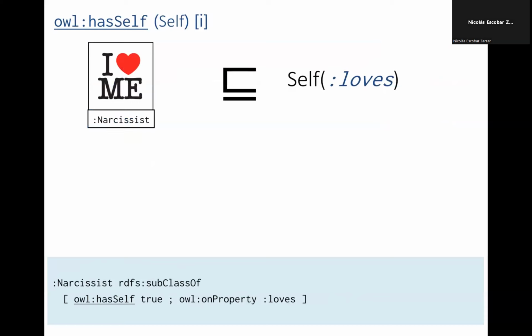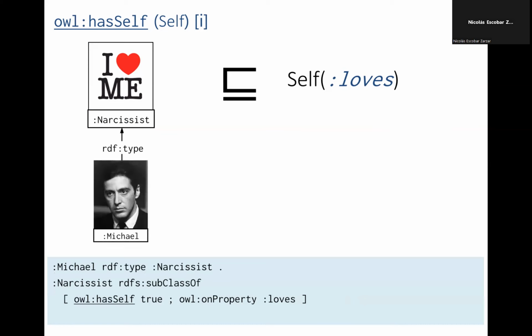So we have has-self, another type of class definition. In this case, we're going to define the class of all of the entities that love themselves, that have a reflexive loves relation. So we have a narcissist. So narcissist is a subclass of the class of things that love themselves. So if Michael is a narcissist, what can we infer about Michael?